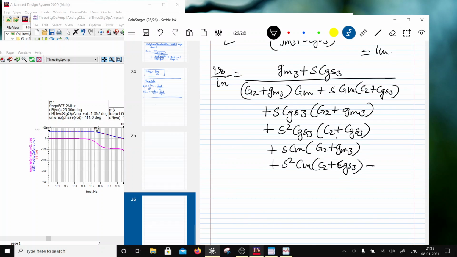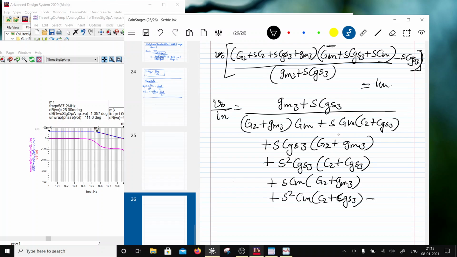Minus the second multiplication over here, so this is going to be S times CGS3 times GM3 minus S square CGS3 square, okay, so this is the denominator. Now if I say S square CGS3 square, this term cancels with that term, and then there is an S CGS3 GM3, so this is going to cancel that term, correct.